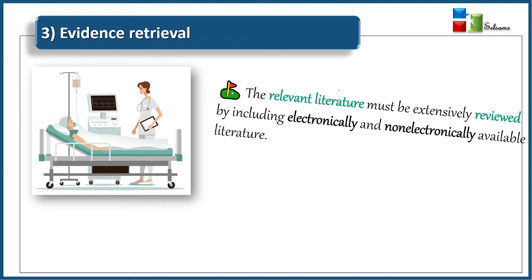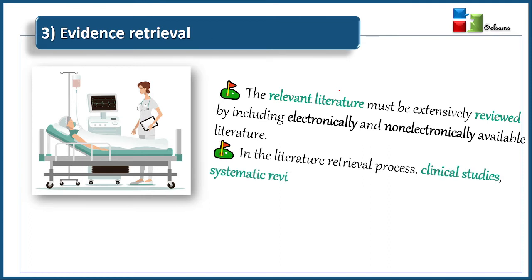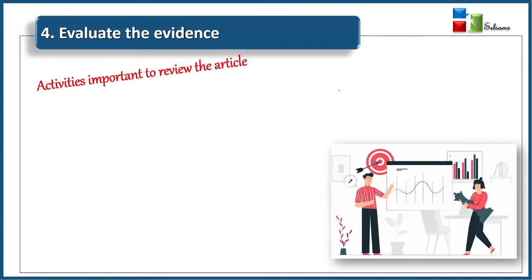So you collect the information, I mean you can through the relevant literature from electronically or non-electronically, through journals. In literature retrieval process, you can use certain type of hierarchies, like for example clinical studies, systematic reviews, and evidence-based guidelines. So this will give you an idea to bring important information for the research work. Then you can evaluate the evidence.